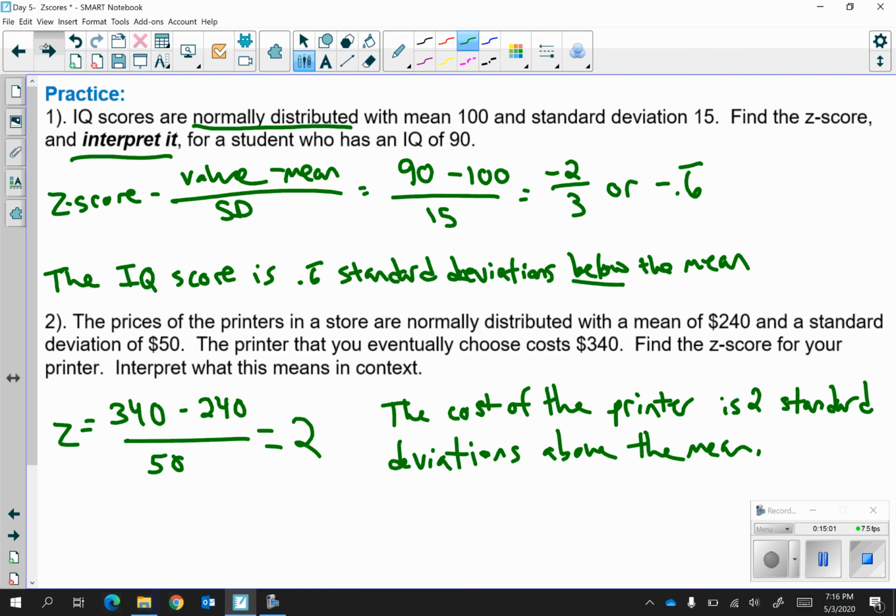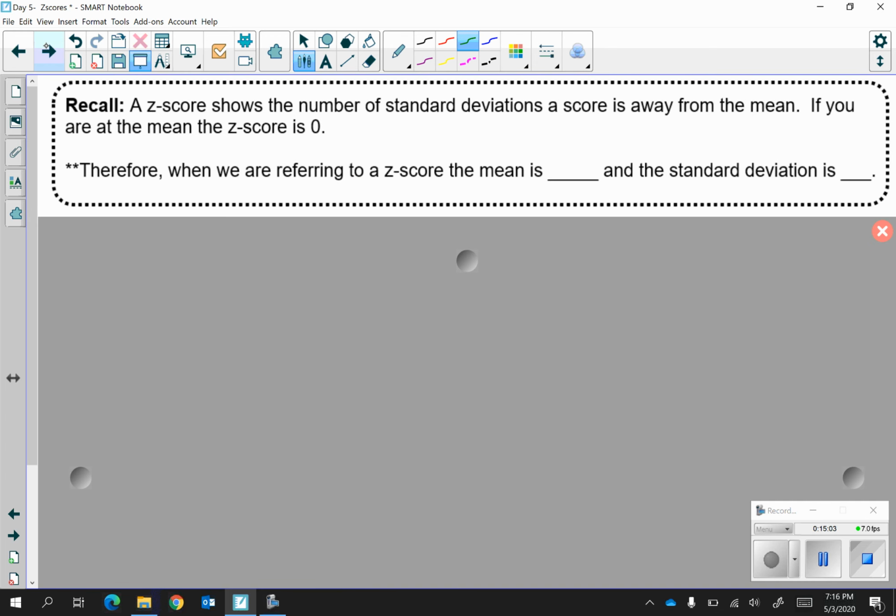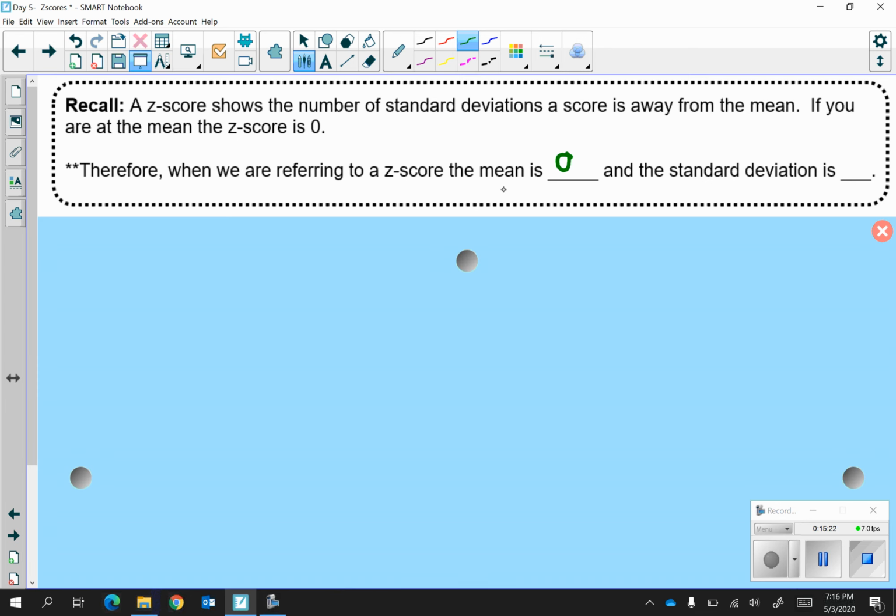Let's look at how else we can use z-scores. Recall a z-score shows the number of standard deviations a score is away from the mean. If you are at the mean, the z-score is 0. Therefore, when we are referring to a z-score, the mean is 0, and the standard deviation will always be 1. And I'm just putting the symbols in with it.